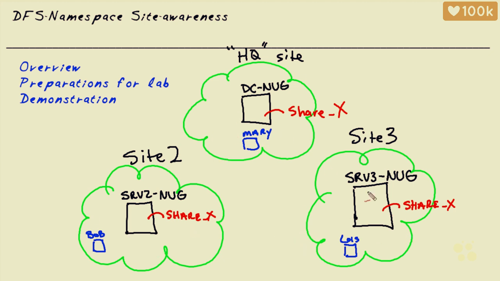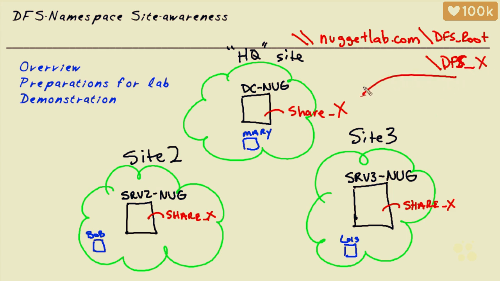And let's also imagine that we have 3 servers, one in each site, and they all have a share, and all of those shares, those 3 shares, are folder targets as part of namespace. And let's say the namespace is nuggetlab.com, DFS, root, and let's imagine we have a folder called DFS_X, and each of these shares are the targets for this namespace folder.